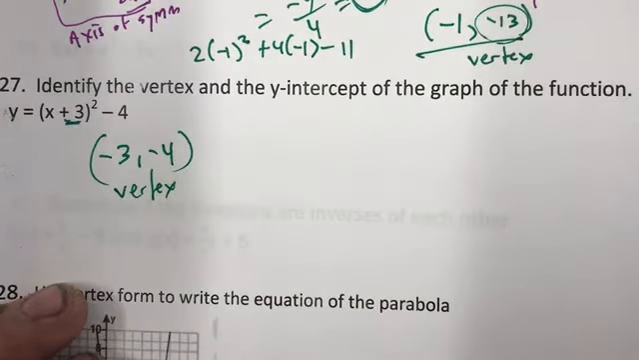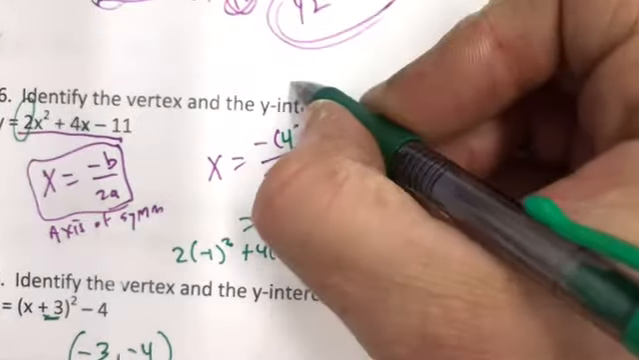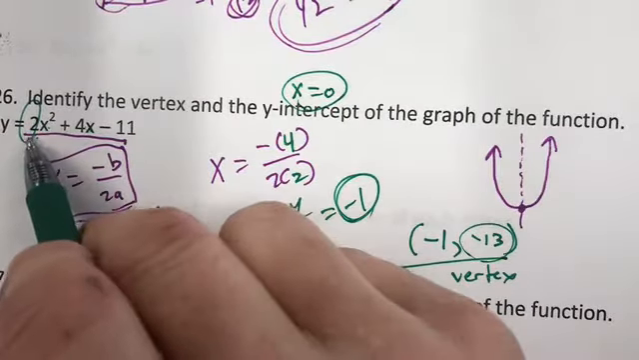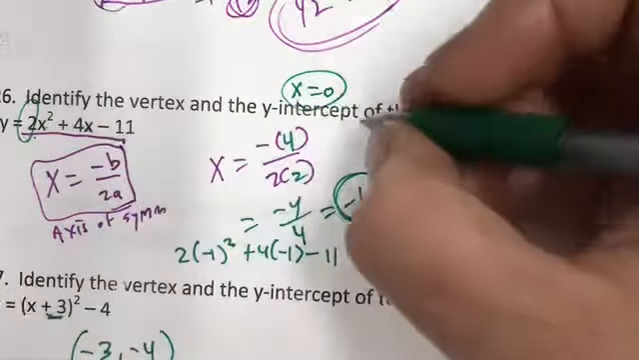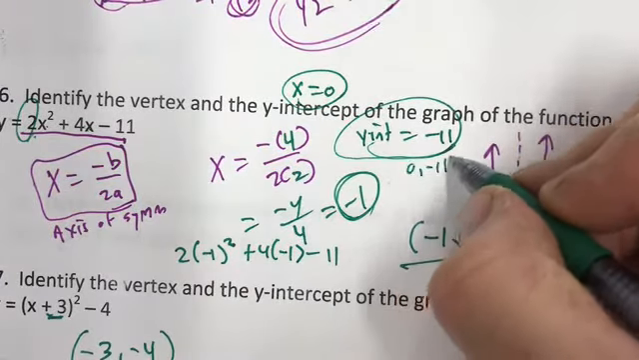Okay, we forgot the y-intercept. Let's go back to this one, the y-intercept. The y-intercept is when x equals 0. So I put 0 in for x. Well, if I put 0 in there, 0 squared is 0, 2 times 0 is 0, 4 times 0 is 0. These are just zeros. I just got negative 11. So the y-intercept is negative 11, or you might have 0, negative 11.